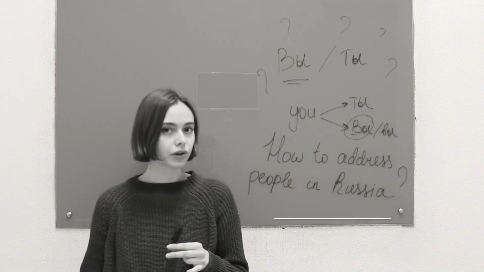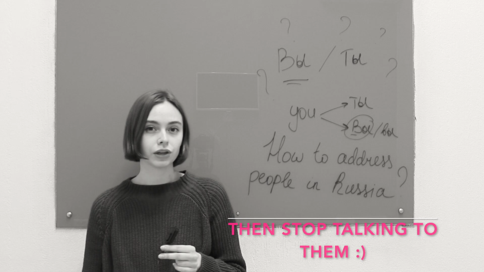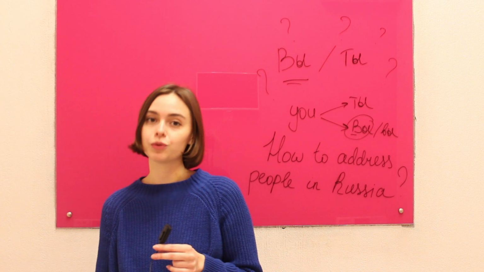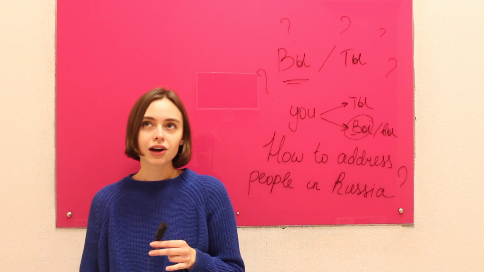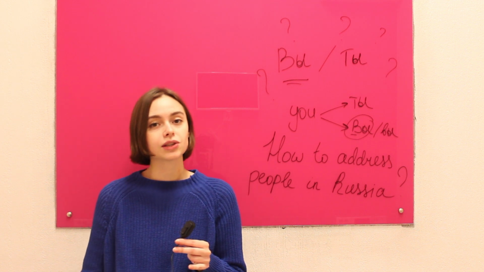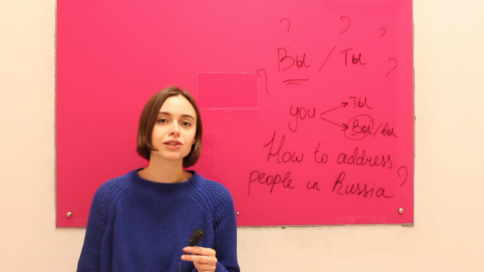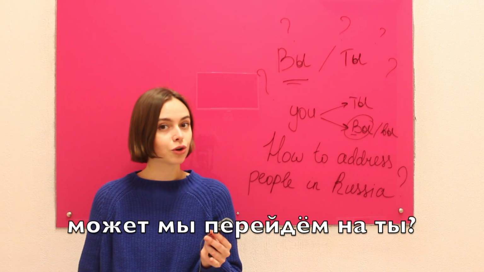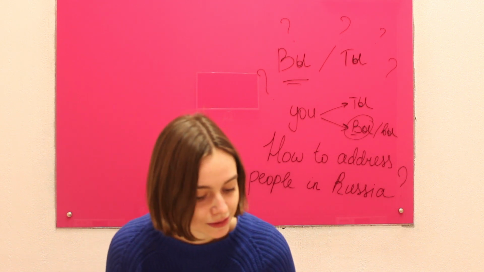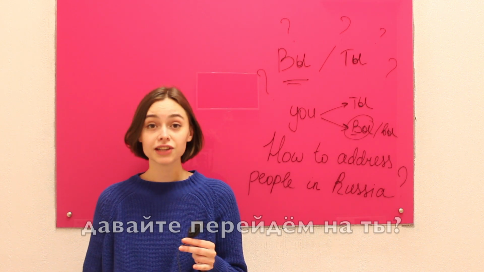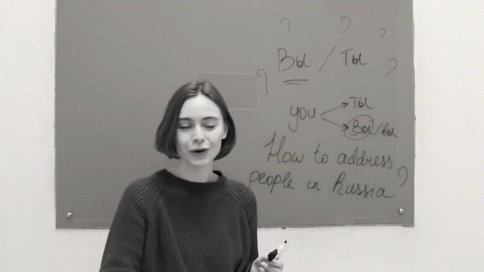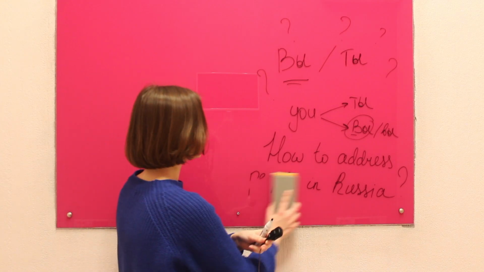If using the polite form with the person you've been talking to for quite some time starts to make you a bit uncomfortable, you can always ask whether you can start using the friendly form. And for that, you can just say «Может, мы перейдем на ты?» or «Давайте перейдем на ты».